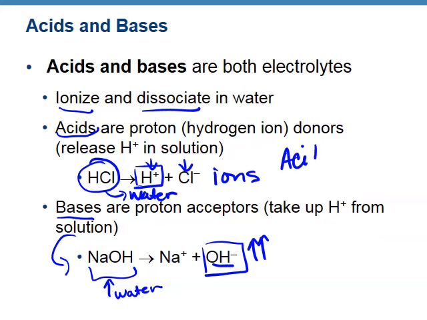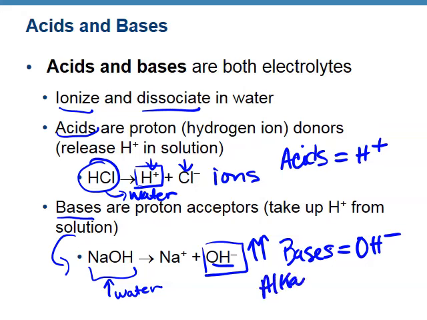So acids dissociate into hydrogen ions when placed in water. Bases dissociate into hydroxide ions when placed in water. Sometimes you'll hear the word alkaline as well. Either one is fine, alkaline or base.